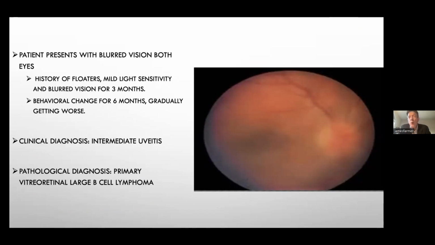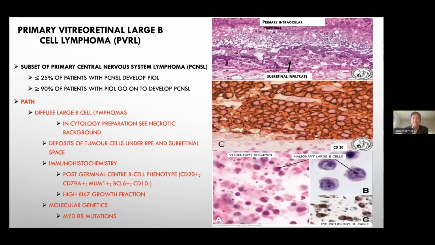Patient is seen in the ophthalmology clinic. This is the view to the back, which is very blurred due to a vitritis. And this is therefore, by definition, an intermediate uveitis. The patient is tried on steroids, has a workup, doesn't get any better. So eventually the patient comes to a vitrectomy, and the diagnosis is primary vitreoretinal large B-cell lymphoma.